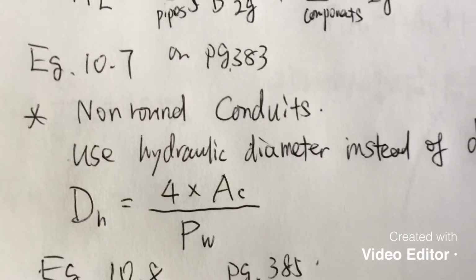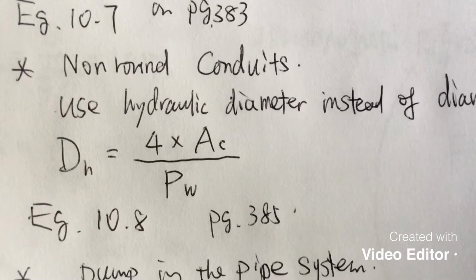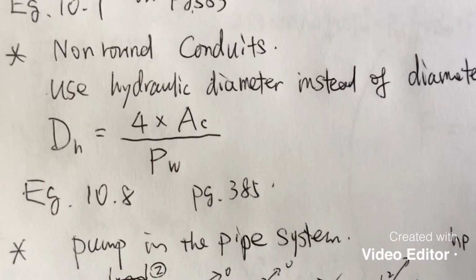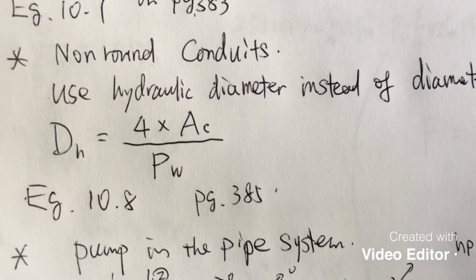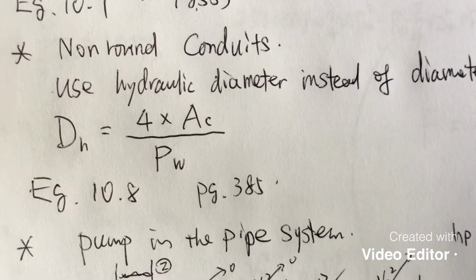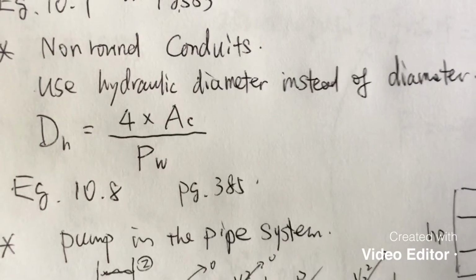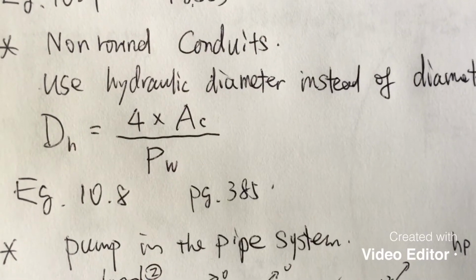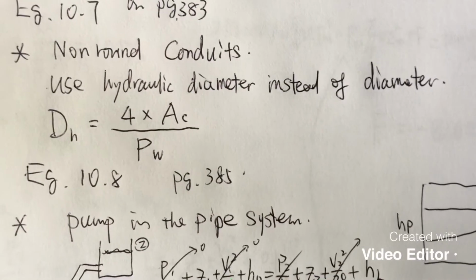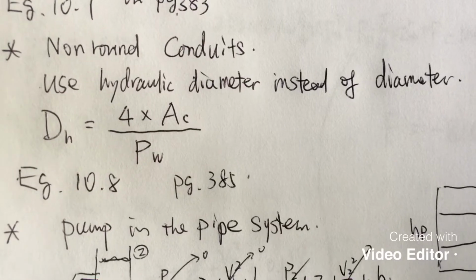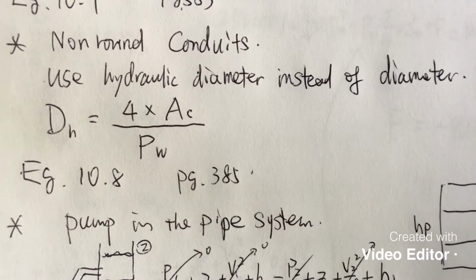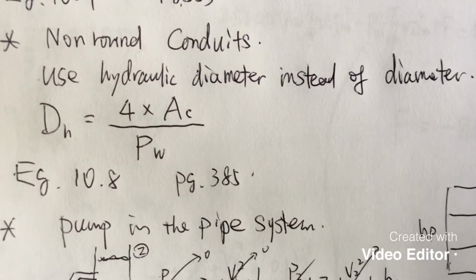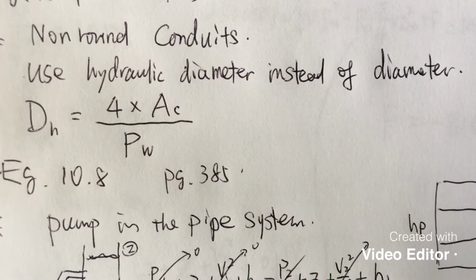Okay, there are some other theories and problems in this chapter. There's some other material, okay? Let's quickly go through the rest of the stuff. First one is the non-round conduit, okay? Non-round conduit. So not very often will you see non-circular pipes. Most of the time the piping system will use circular pipe.